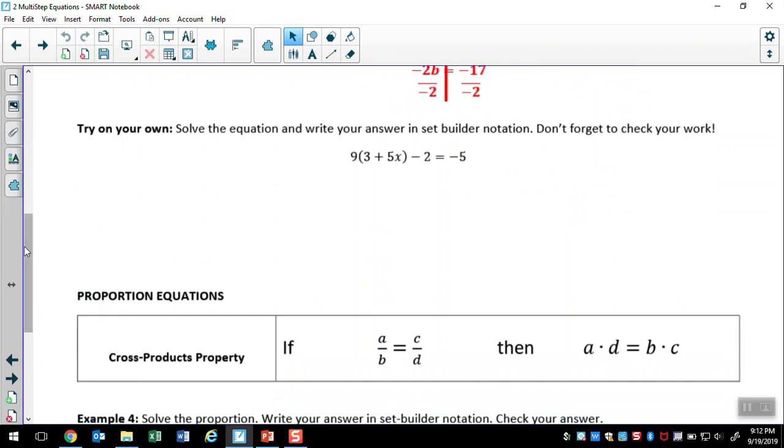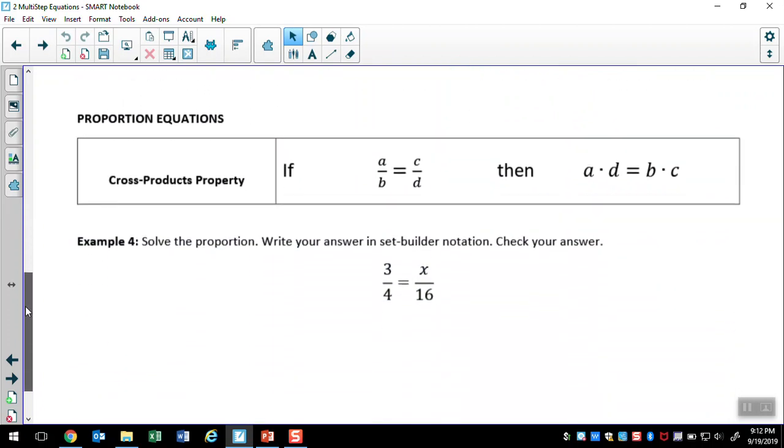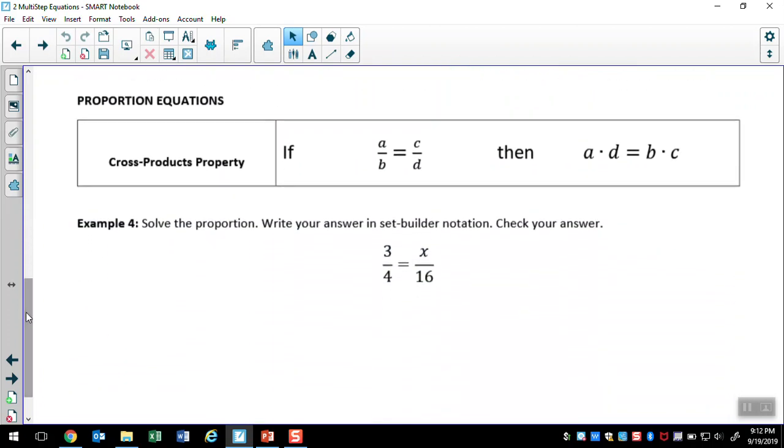Okay, now we're going to take a look at proportion equations, and we're going to see how we solve an equation that's built into a proportion. We're going to do a quick review of just a basic proportion. All right, so remember, when we are trying to figure out this missing value here, we want to cross multiply. So I'm going to multiply my 4 and my x together, and then I'm going to multiply my 3 and my 16 together. So just like that.